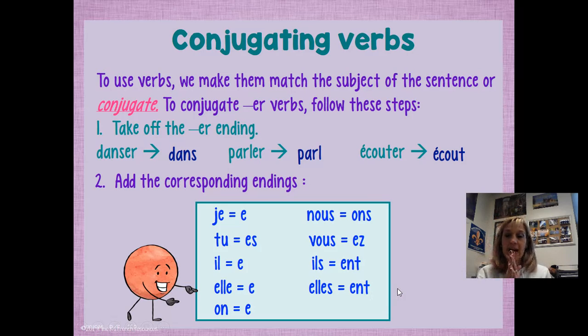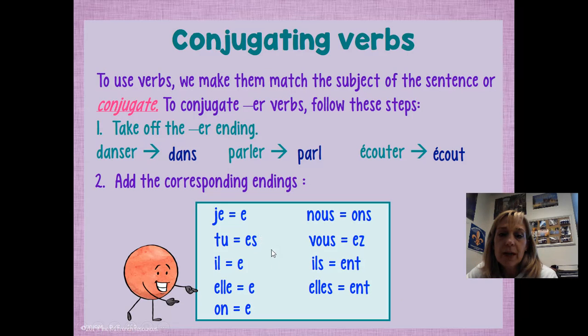Now, I have a song for this. Songs really help us to remember things. I remember so many songs from my childhood, from my teenage years, when they come on the radio. All the words come back to me, even though I haven't thought about that song in years. So we learn things a lot by songs. So here's how this song goes for the ER verb endings.